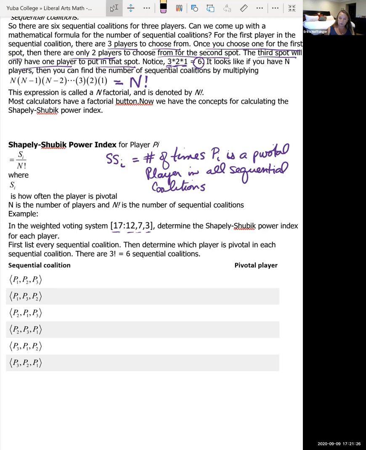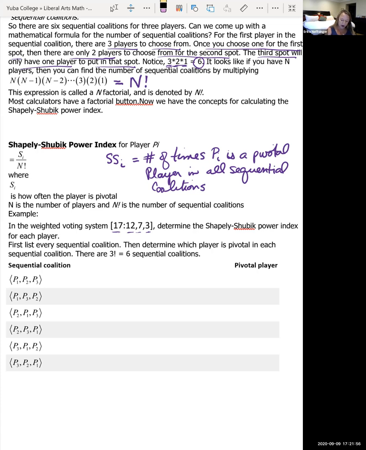So we have P1, P2, P3 is one of them. Then P1, P3, P2 is one. P2, P1, P3 is another one. P2, P3, P1. Then we have P3, P1, P2. And then last but not least, P3, P2, and P1.